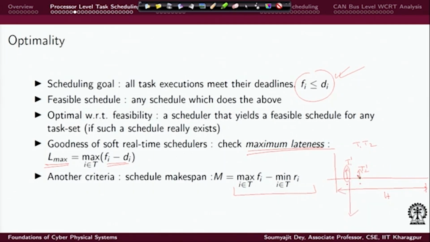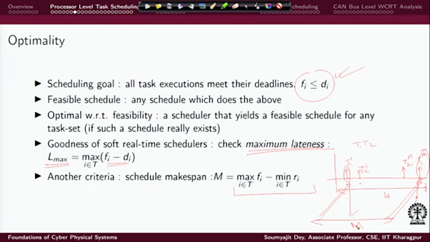Now, let us say the latest instance of T1, T1 M, got finished somewhere here, and the last instance of T2 inside the hyper period got finished somewhere here. So, the latest instance here is this, the largest finishing time. Then I can say that inside the hyper period, the overall task execution of all the tasks started at this point and finished at this point, and this interval is what I will call the make span.